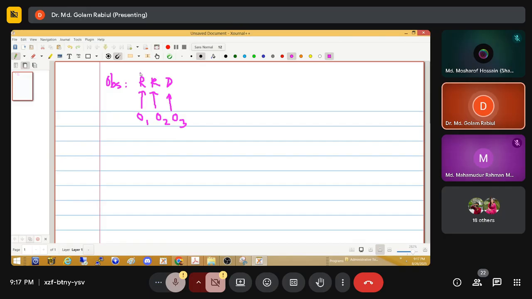And we want to find out the corresponding states. Corresponding states means for observation 1, whether the atmospheric pressure is low or high. Similarly, for observation 2, whether the atmospheric pressure is low or high. Similarly, for day 3, whether the atmospheric pressure is low or high. So we want to find out the most probable sequence using our Viterbi algorithm.